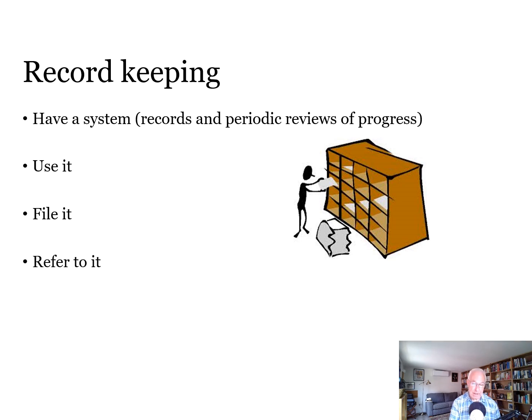And finally, you should refer to it. Every meeting should begin by referring back to what was achieved or not achieved in the previous meeting and what goals were set. And of course, the record keeping should also involve goal setting and should record those goals and record the extent to which they've been met.